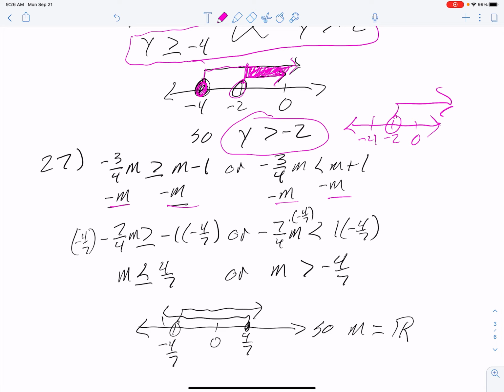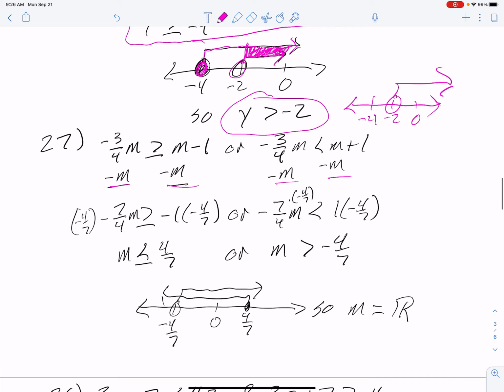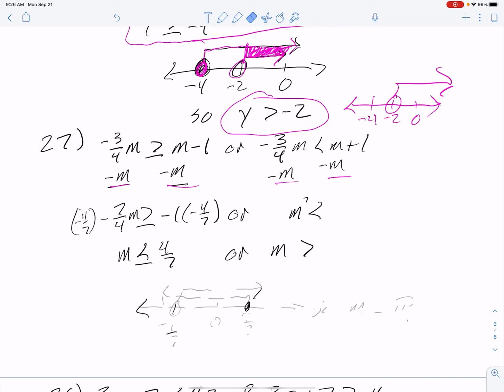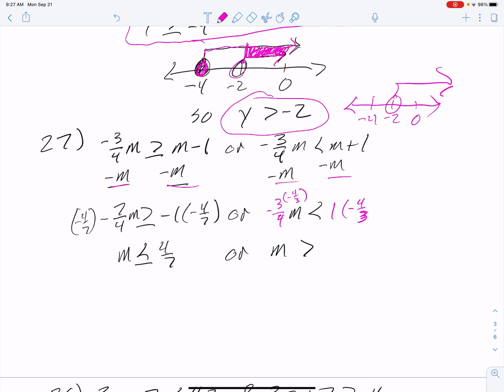Similarly, let's see. Oh, I think I might have made a mistake on my other side. Yes. Let me make this correction real quick. All right, so we're going to make a quick correction. So on my left-hand side, since I've got -3/4 and 1, I'm going to have to multiply everything by -4/3. That's going to flip my inequality. Notice that I have flipped my inequality.